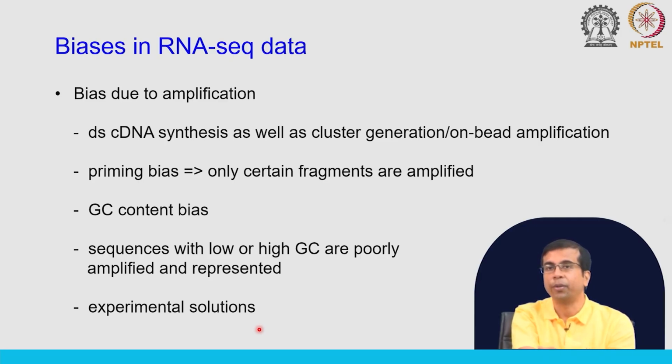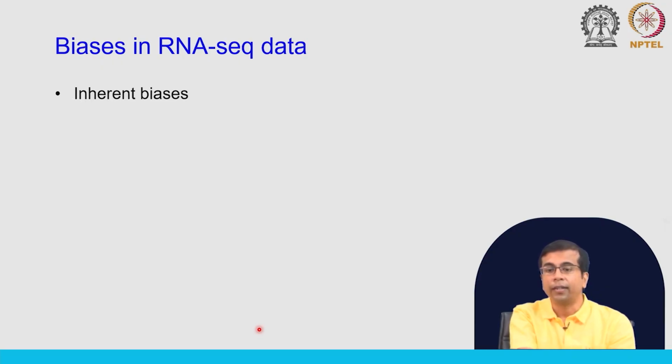So, you have some experimental solutions, but again you do not know how effective this solution is until you see the read data, and from the read data you can identify whether these kinds of biases are still there. Okay. And this is a very important part of all this analysis. And finally, what we have talked about is that there are inherent biases in the data, right.